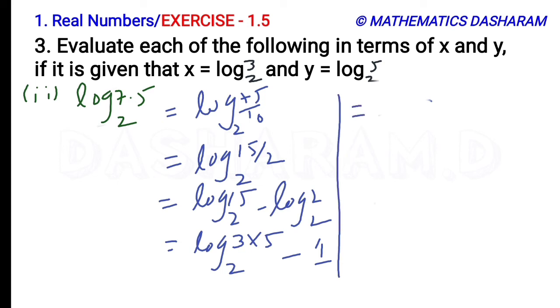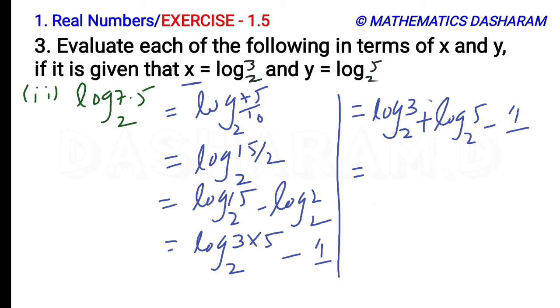Log 3 into 5: using the formula log(a into b) equals log a plus log b, we get log 3 base 2 plus log 5 base 2 minus 1. Log 3 base 2 is x, and log 5 base 2 is y, so this is x plus y minus 1. So the given question is written in terms of x and y.